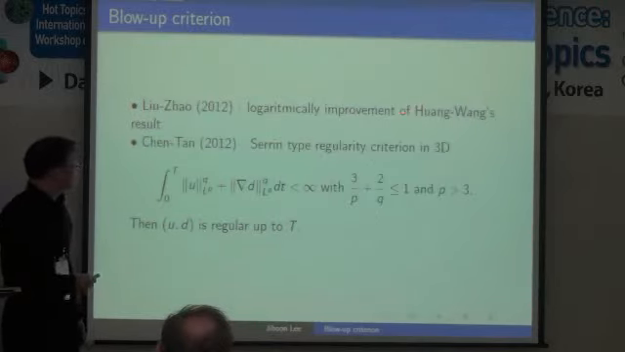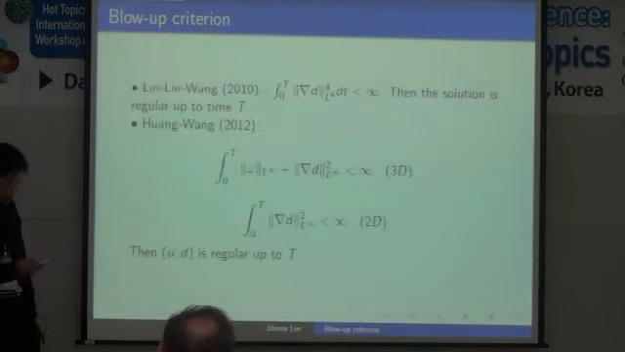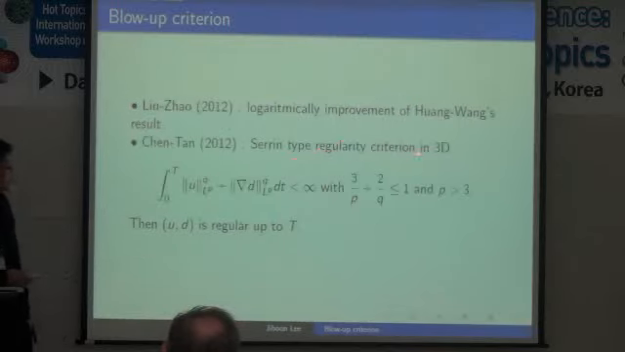I would like to introduce some other results. Liu and Zhao in 2012 obtained that they can replace the previous result by replacing the L-infinity norm with some kind of Besov space, and they also have some denominator, some kind of log factors. Also, a Serrin type regularity criterion in 3D was obtained by Chen and Tan, with L^q in space and L^p in time, and the gradient of d is in the same space, L^p in space and L^q in time.